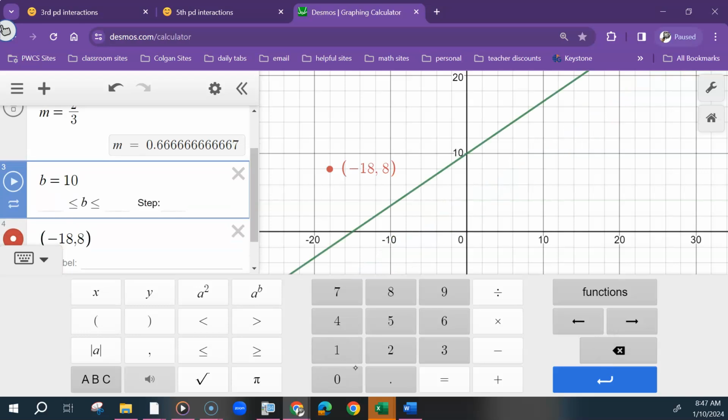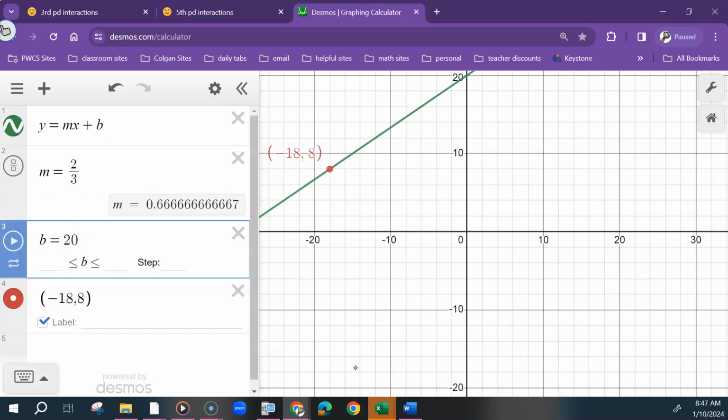So I would have to change this to, if I was guessing, not solving, I could put in 10. Okay, I know that doesn't go through. So it has to be something higher than 10. So let's say I guess 15. Close, but not quite. I can keep guessing. 18, close, but not quite. 20, it goes directly through. So then I would put those two numbers in the equation, y equals 2/3 x plus 20, and your work would be done in Desmos. Questions on that one?